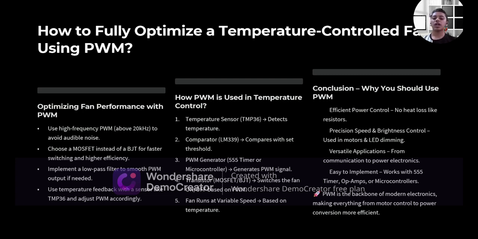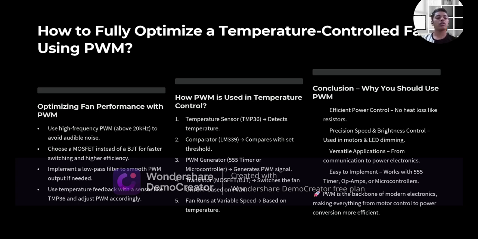How is PWM used in a temperature controlling fan? Here you see the implementation of PWM in our temperature controlling fan. The temperature controlling fan detects temperature, a comparator compares it with a set threshold, and the PWM generates a PWM signal. A transistor switches the fan on and off based on the PWM, and the fan runs at variable speed based on temperature.